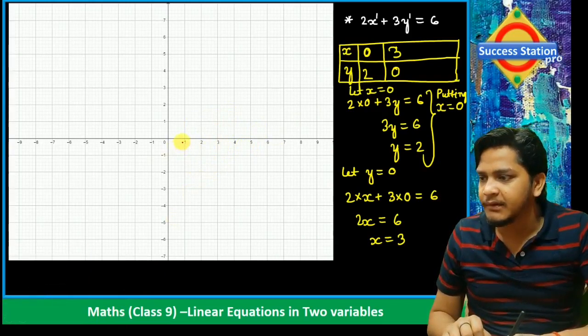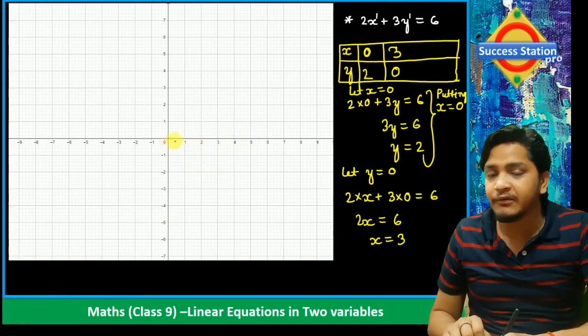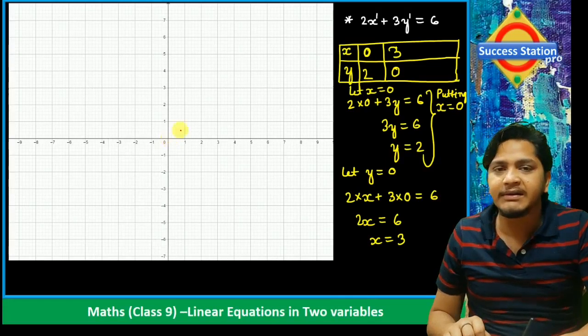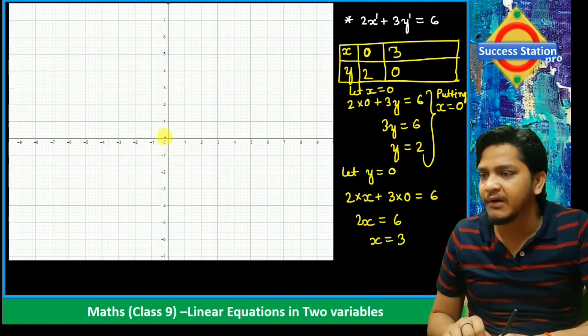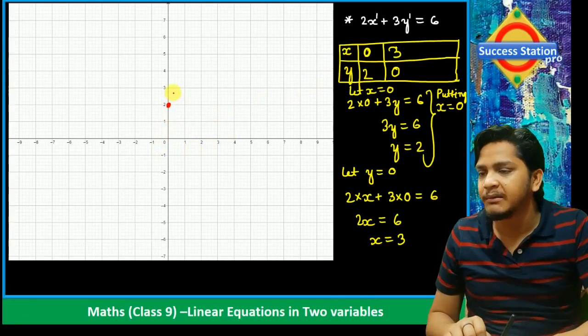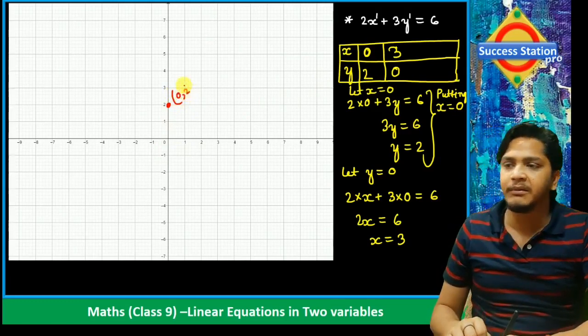X is 0, y is 2. Where do we plot? We know we will start from the origin. First is x. We won't travel anything in x. Next we'll travel in y. How much? 2. So this is the point that I was looking for. And how do we plot this? We name it as (0, 2). This is how we name it.